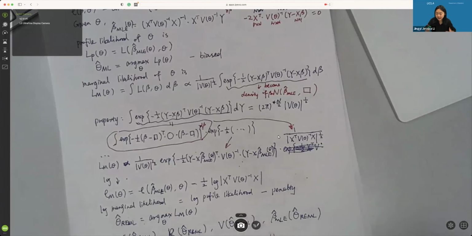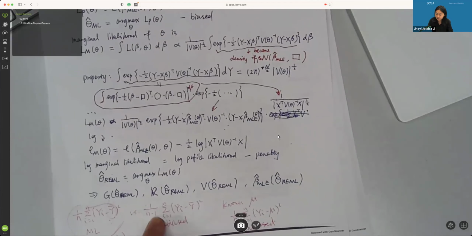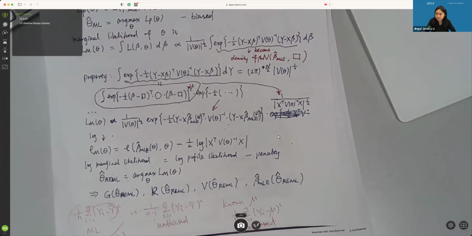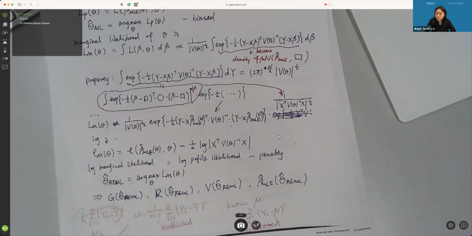Okay, so that's a very high level explanation of what is the difference between this theta hat REML and theta hat ML. In short, theta hat REML is unbiased, just like this n-1 estimator, while theta hat ML is biased, just like the 1/n estimator. And when do we use each? That's the question. When do we want to use the REML and when do we want to use the ML?